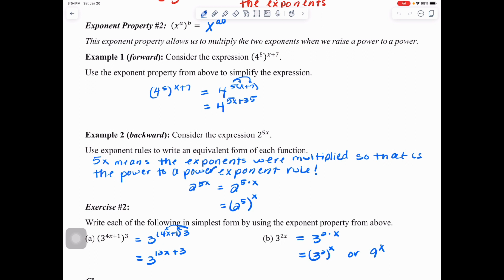Now again, you could technically see that as 9 to the x, but most of the time you're going to see 3 squared and then to the x, because I want to see that you can actually use the property to break it apart correctly.